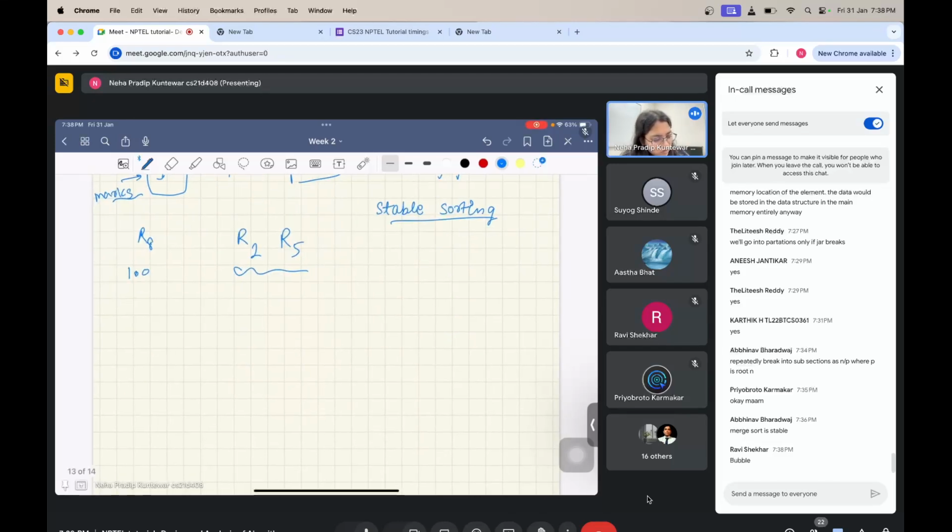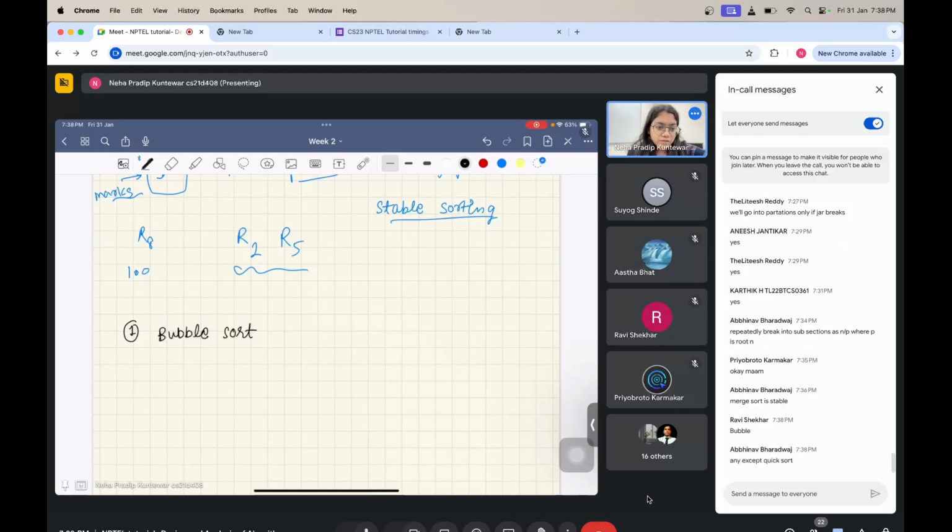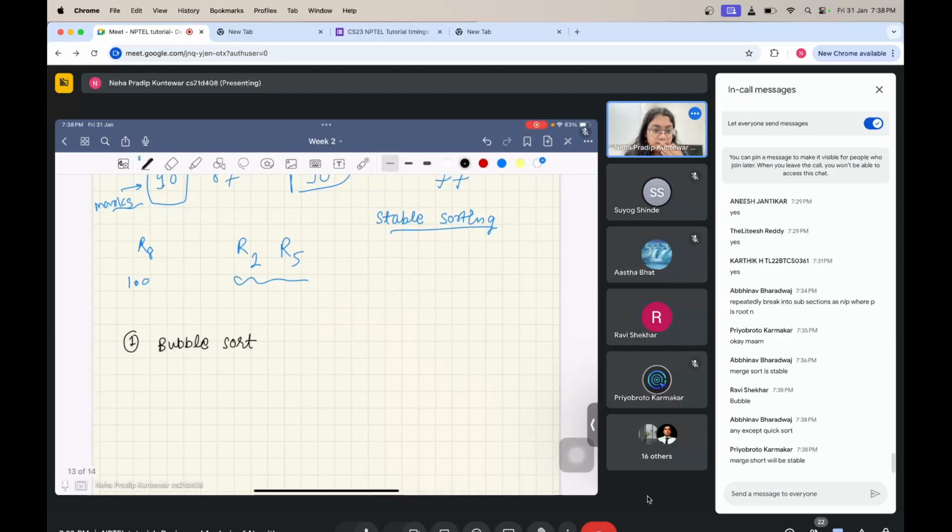Okay, so there's bubble sort. How many think it's stable? If you think bubble sort is stable, do you have a reasoning for why it is? Ma'am, always adjacent two elements are compared, so the order will always be preserved.